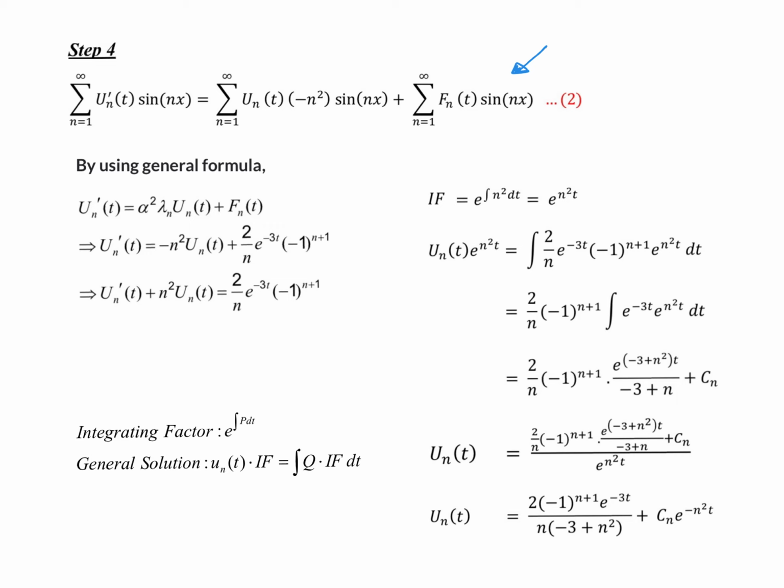So we just equate the sine and s. So we are left with u_n'(t) equal to -n^2 u_n(t) + f_n(t). But actually we have the general formula: u_n'(t) equal to a^2 λ_n u_n(t) + f_n(t). Now let's just try to substitute the value of a and also lambda, which is the eigenvalue.